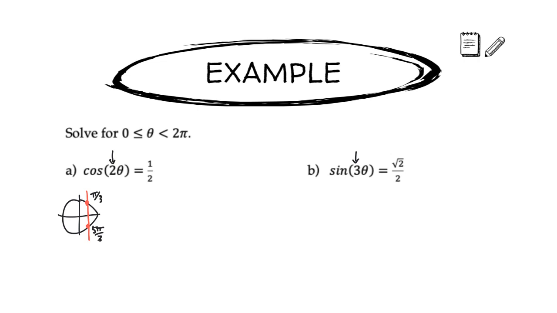So I can start off this problem by saying 2 theta is either equal to pi over 3 or 2 theta is equal to 5 pi over 3, leading to 2 solutions for theta, pi over 6 and 5 pi over 6. But it is important to note that these are not the only 2 solutions for theta. And that's because I have a frequency of 2.